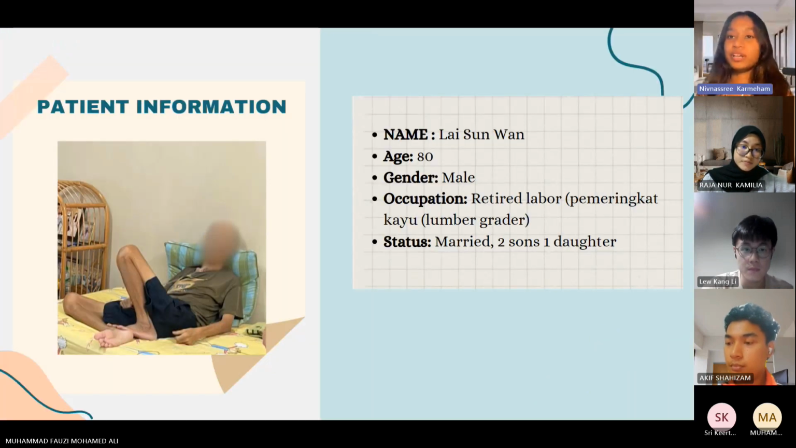So the first part would be the introduction. Our patient's name is Lai San Wan. He's an 80-year-old male, a retired laborer. He was a pemeringkat kayu, which is a lumber grader. He is married and has two sons and one daughter.